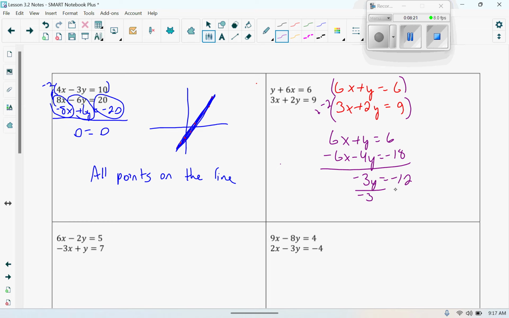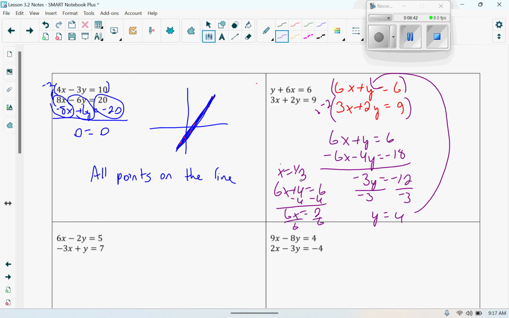And then I'm going to divide by -3, and I get y is equal to 4. So again, I'm going to plug my 4 in somewhere. I'll plug it in up there. So I have 6x plus 4 is equal to 6. So 6x is equal to 2. So x is equal to 1/3. Okay, so then my final answer is 1/3, comma 4.